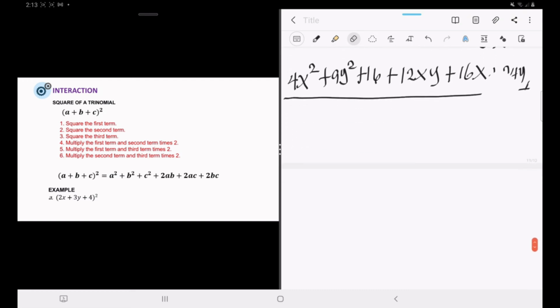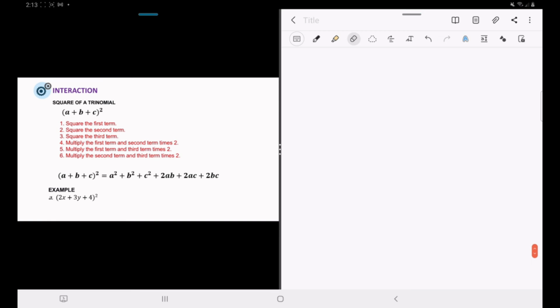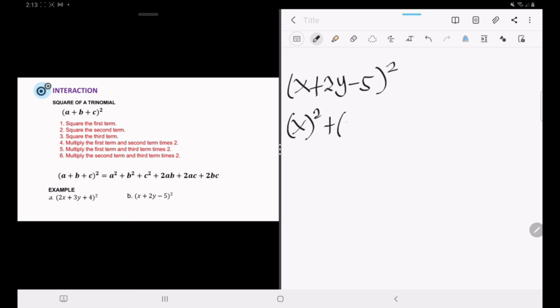Let's have another example. We have here (x + 2y - 5) squared. Square the first term, then plus, square the second term, and then plus, square the third term. And then plus 2ab. So it's plus 2 times the first term times the second term.